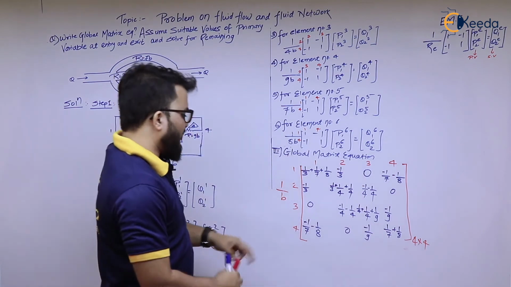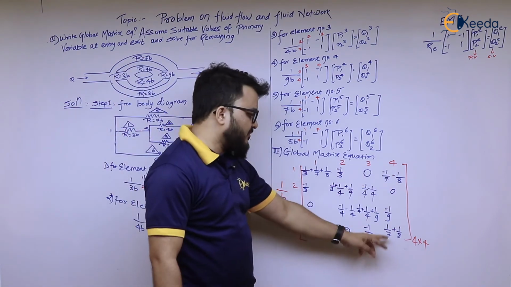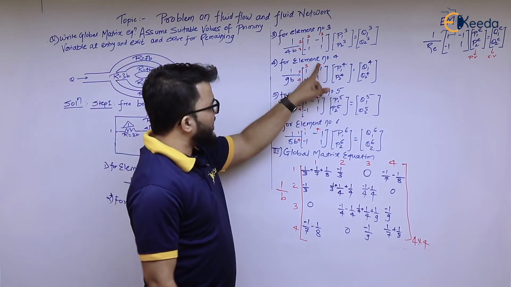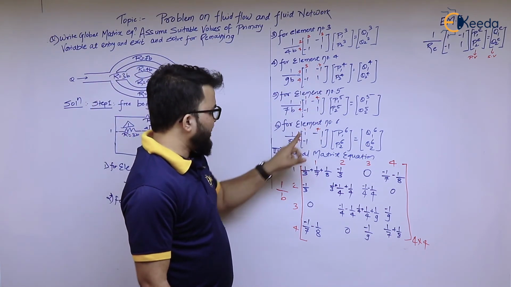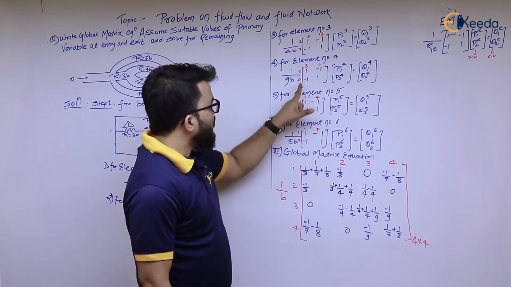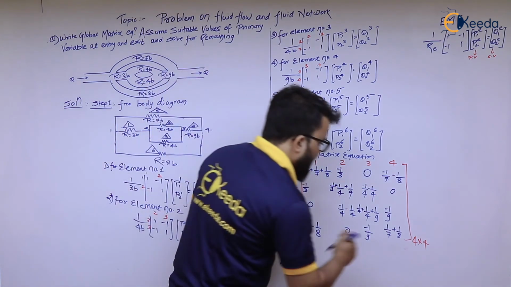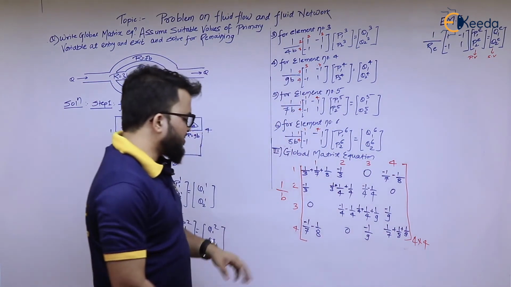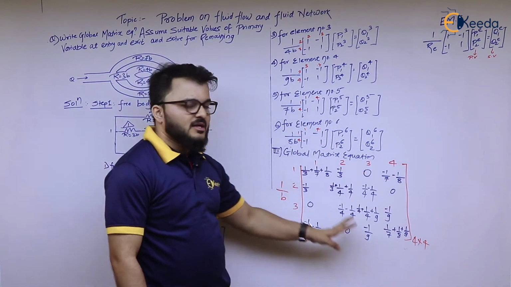Okay, similarly for row number 4 and column number 4. This is one element, this is the second element and this is the third element. So this 1 by 9 is also added in row number 4 and column number 4. So this is my total 4 by 4 matrix.